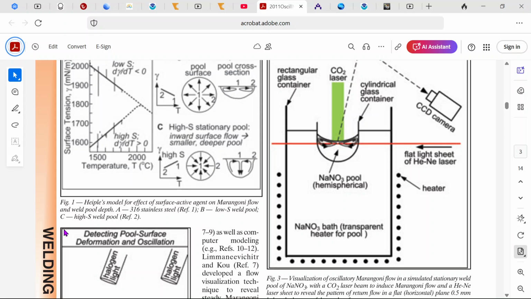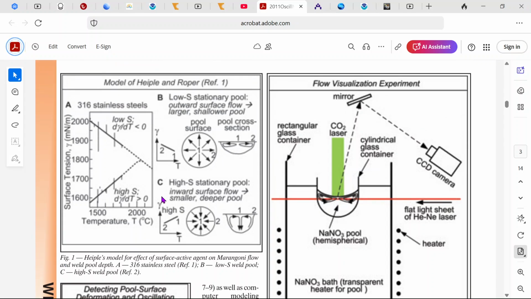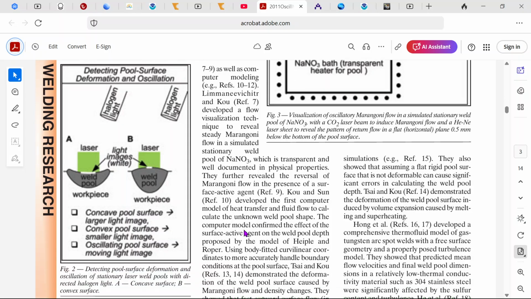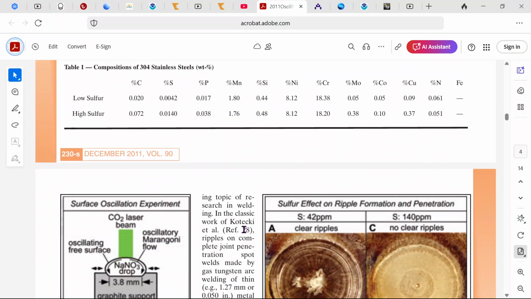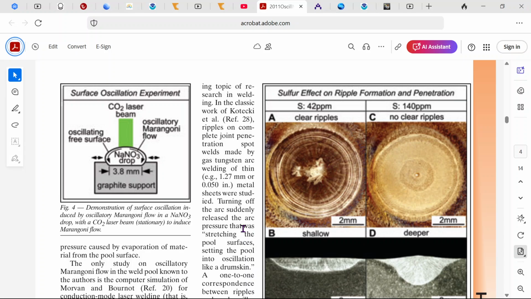And there is a very interesting picture here. Here are just some drawings. I will put links below to this. You can check it out by yourself, which I really recommend. Sulfur effect on ripple formation and penetration.